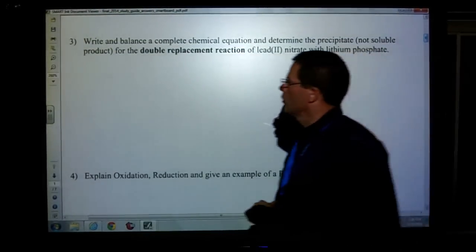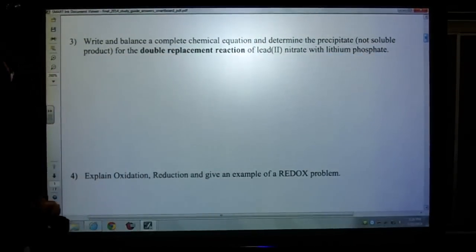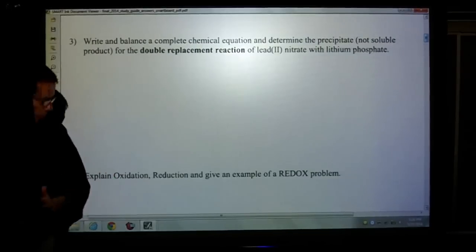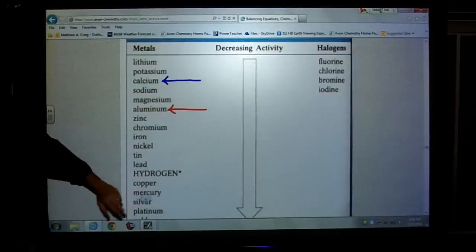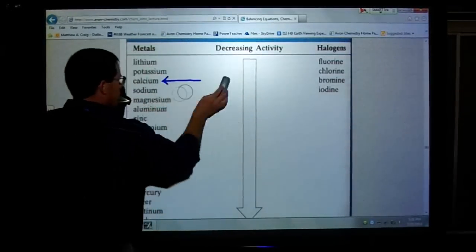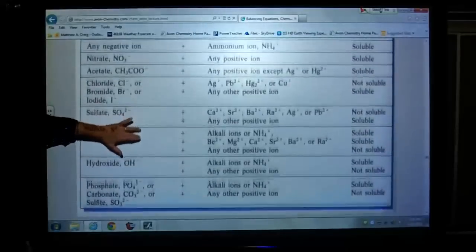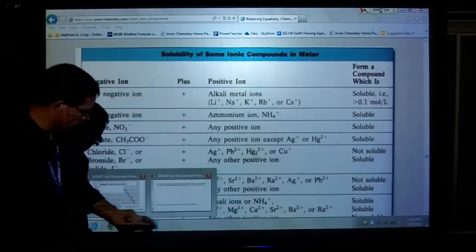Number 3 asks, write and balance a complete chemical equation and determine the precipitate, the not soluble product, for a double replacement reaction of lead-2 nitrate and lithium phosphate. Now again, that means that we will be looking at the double replacement table. So we'll come back to that in a second.